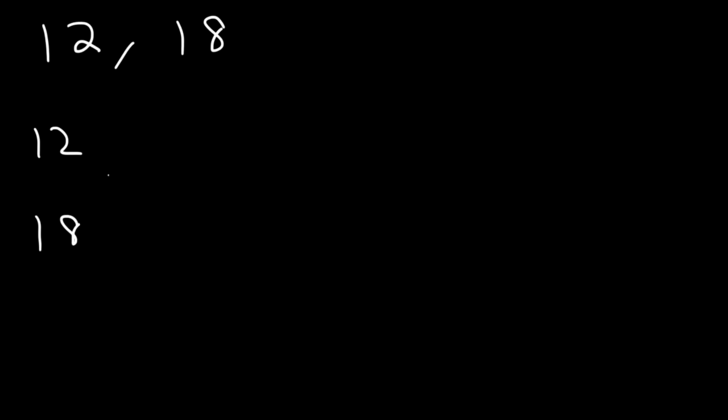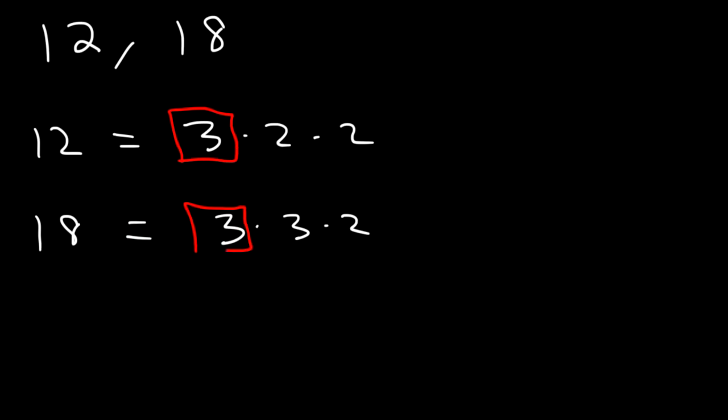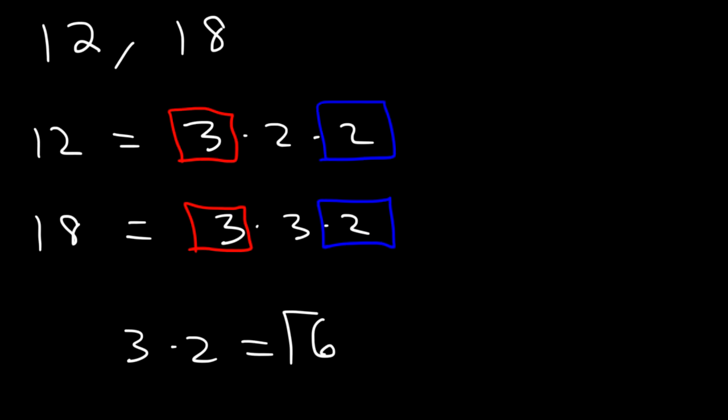So let's write out the prime factorization of 12 and 18. 12 is 3 times 4, and 4 is 2 times 2. 18 is 3 times 6, and 6 is 3 times 2. So 12 and 18 have a 3 in common, and they also have a 2 in common. 3 times 2 is 6, so that is the GCF between 12 and 18. The greatest common factor is 6.